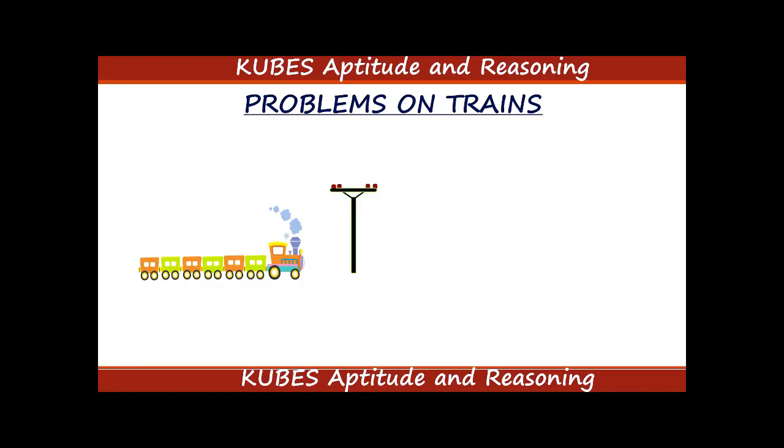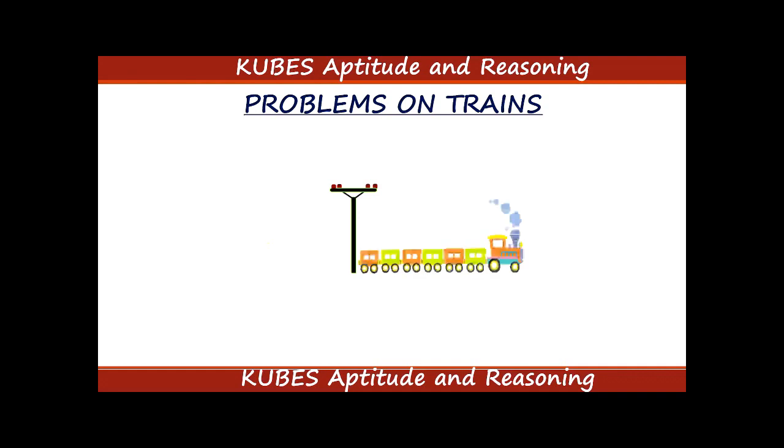Here is the first point. In this slide, a train is crossing a pole. At this situation, the crossing process begins, and at this situation, the crossing process ends. Simply, when the train is at point A, the crossing process begins. When the train reaches point B, the crossing process ends. Therefore, when a train is crossing a pole or a person, the distance covered by the train equals the length of the train.